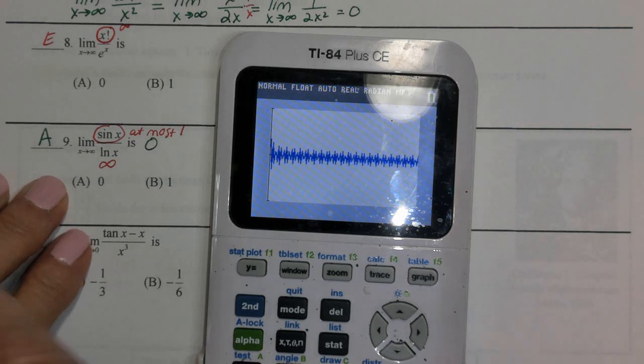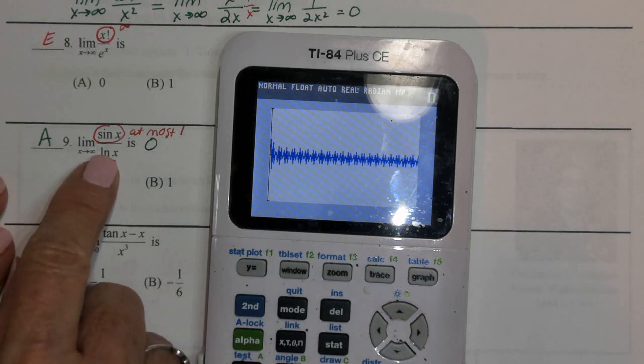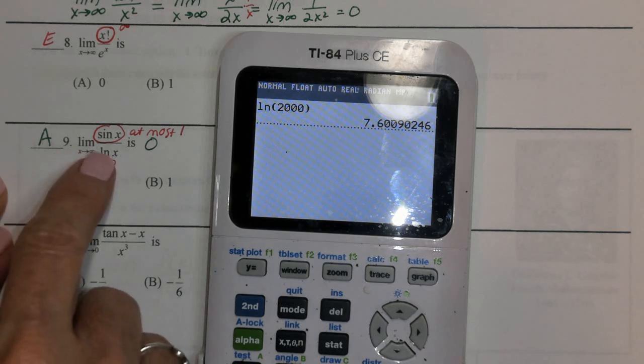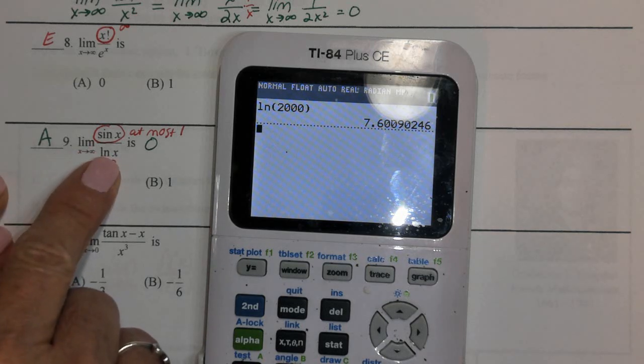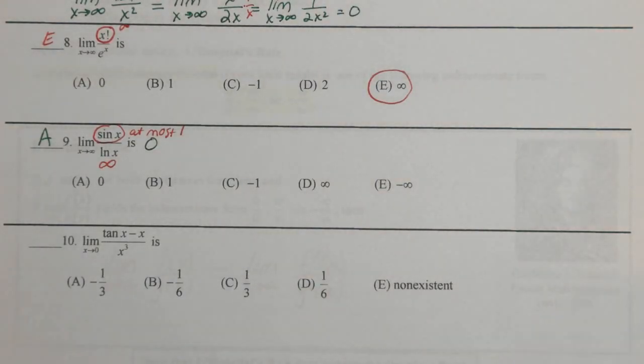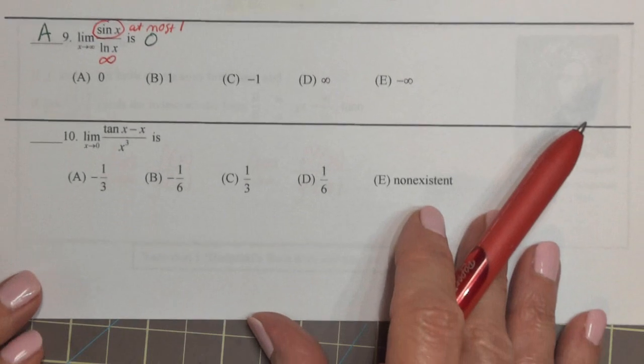But they are. It's just that ln of x is so weak, right? ln of 2000 is only 7. So it is going to infinity, but it is going very slowly, right? ln of a very large number is only 16. It's going to infinity just extraordinarily slowly, but it does get there. Okay? So this is true.